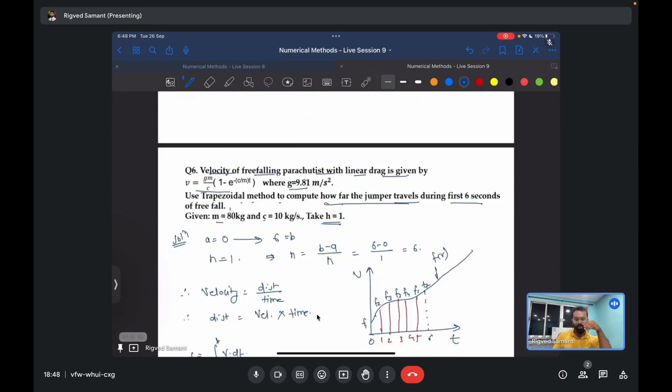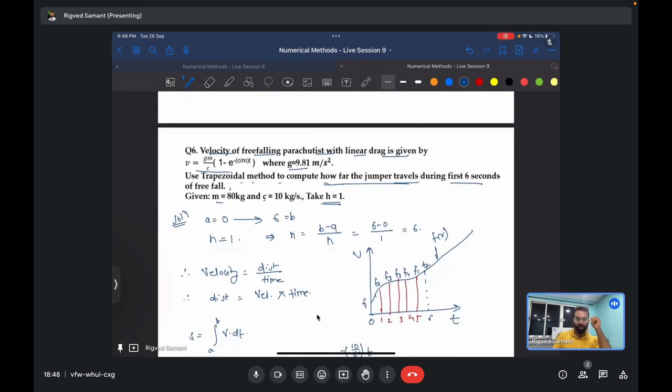And the final one was a practical engineering example where we found out how much distance the parachute traveled, using velocity values calculated from a function at different time intervals. So this is what I had to discuss today.